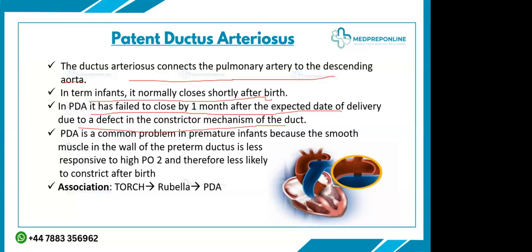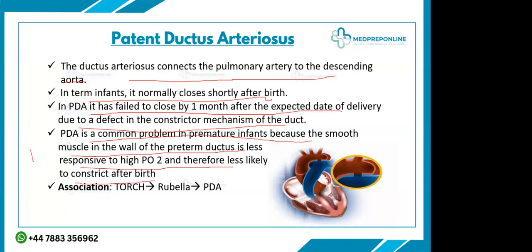But in preterms, it is basically because of the prematurity, so it is physiological. It usually closes on its own, or sometimes you need to give the pharmacological intervention, that is the ibuprofen and indomethacin, and it closes. So it does not cause most signs and symptoms to the baby which are affecting its health. And PDA is a common problem in premature infants because the smooth muscles in the wall of the preterm ductus are less responsive to the high PO2 and therefore less likely to constrict after birth.